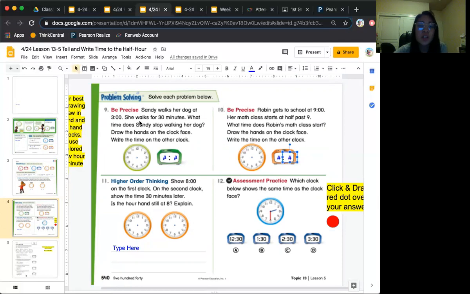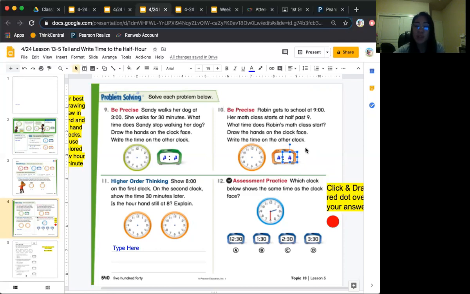So she started walking her dog at 3 o'clock. And she walks for 30 minutes. What time does she stop? So 30 minutes after 3 o'clock. Robin gets to school at 9 o'clock. Her math class starts at 9:30. What time does Robin's math class start? Draw the hands on the clock face and write the time on the other clock.